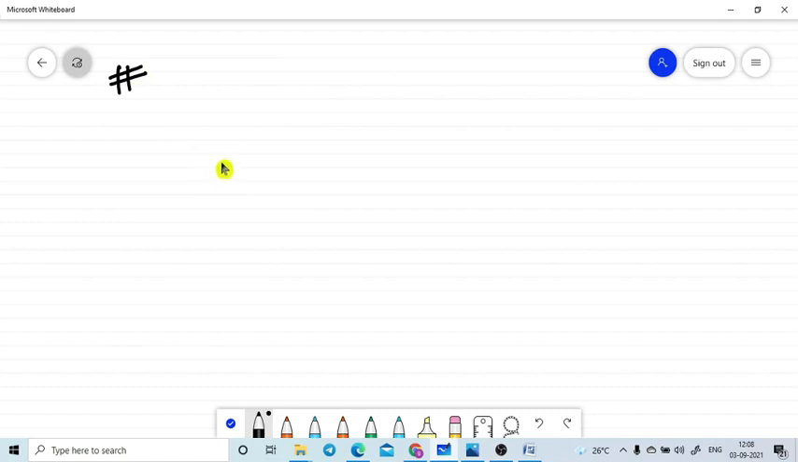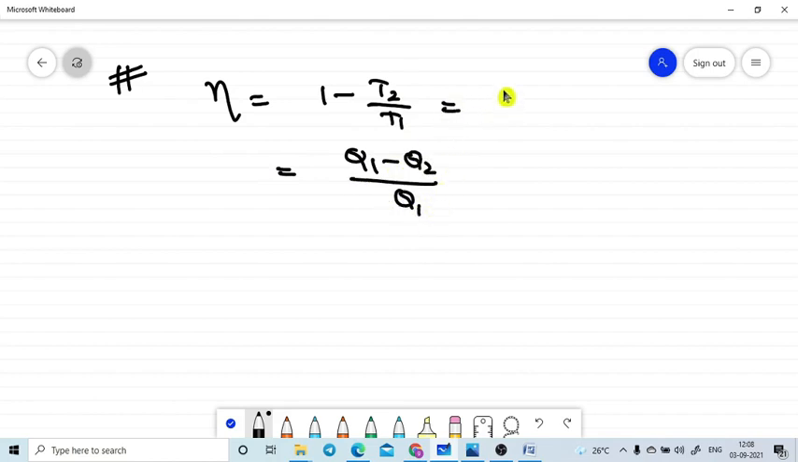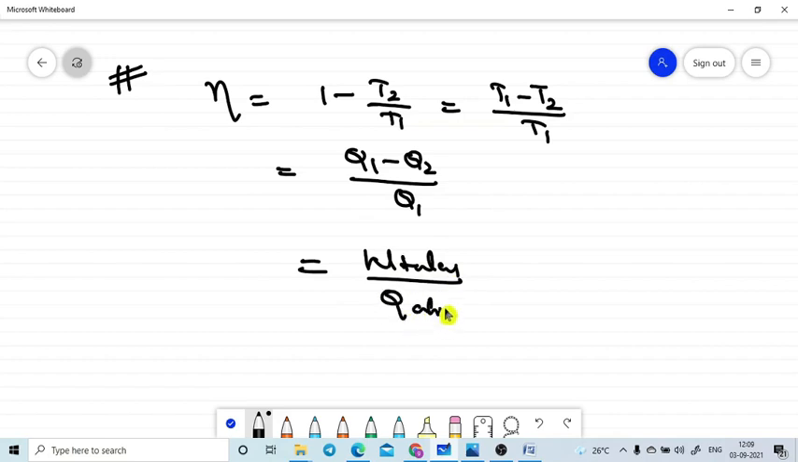Let me start with yesterday's class continuation. Yesterday we derived up to here. What is the efficiency of the Carnot engine? Eta is equal to 1 minus T2 by T1. This value is nothing but Q1 minus Q2 divided by Q1, which we also write as T1 minus T2 divided by T1. This formula we already arrived at in yesterday's class. This value is nothing but total work done divided by energy of absorption. This formula also we arrived at.